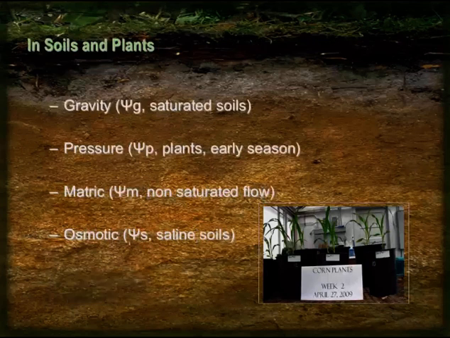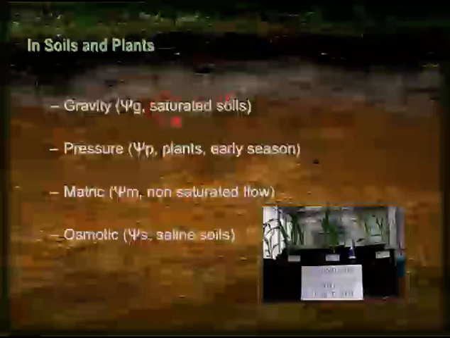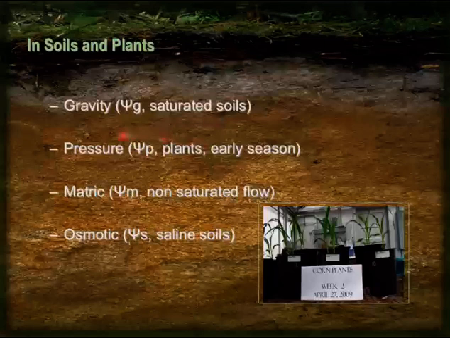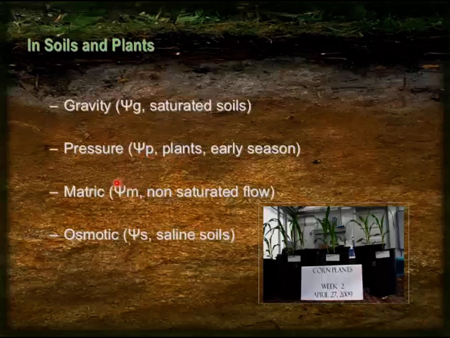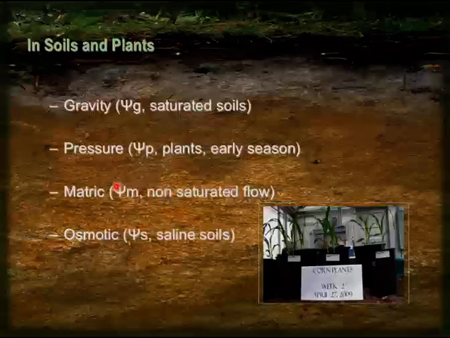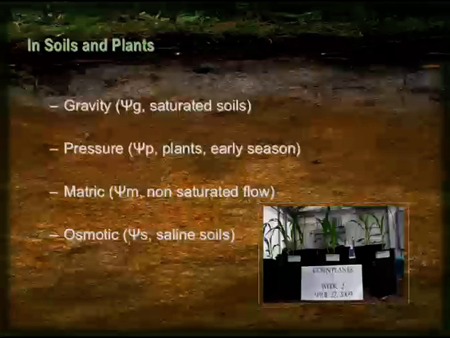So basically, the same thing again. Gravity. This is most apparent when you have a soil that's been saturated, and you get downward flow of water. Pressure potential. This is the potential between the soil, the plant, and the atmosphere. Matrix potential, this is water flow when you have non-saturated conditions. So this is when water flows because it's attracted to the capillaries and the soil surfaces. And osmotic, this is where you have a saline soil, that means there's salt in the soil. That's a different pressure potential in the soil.